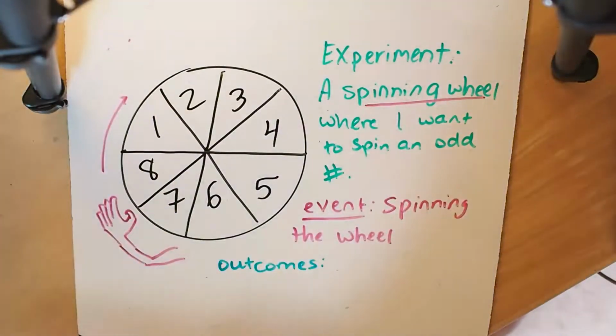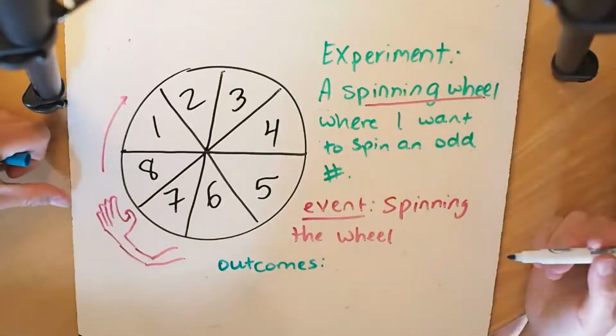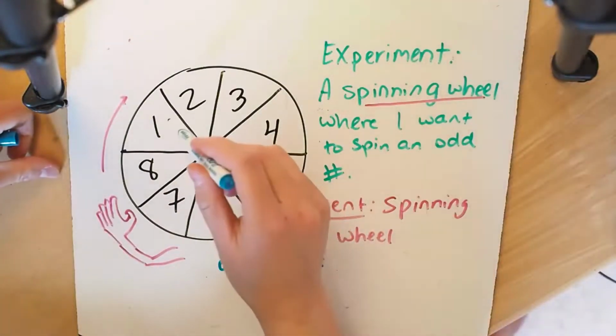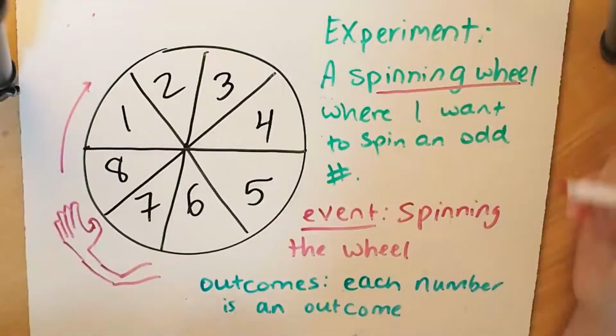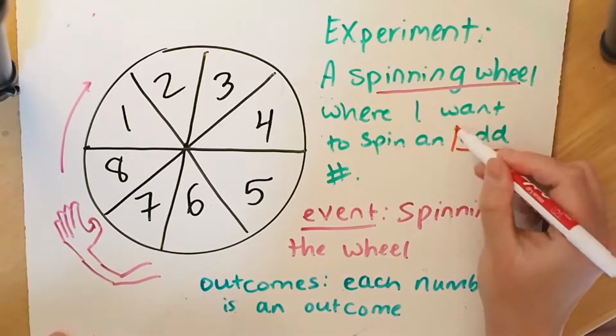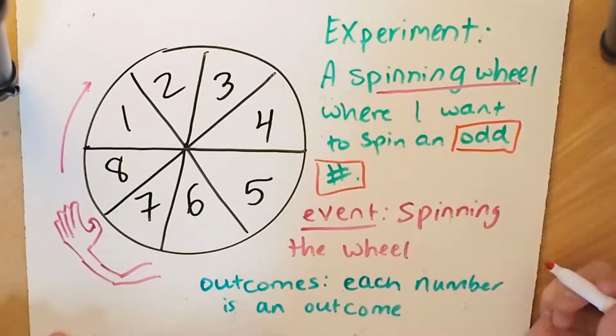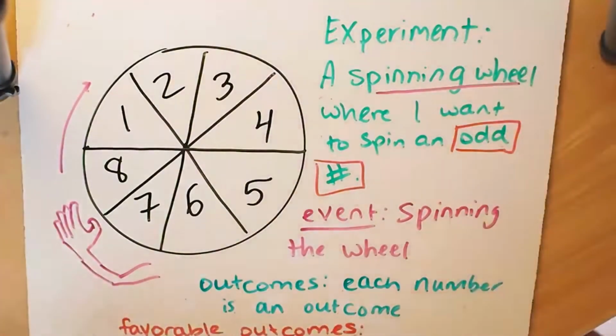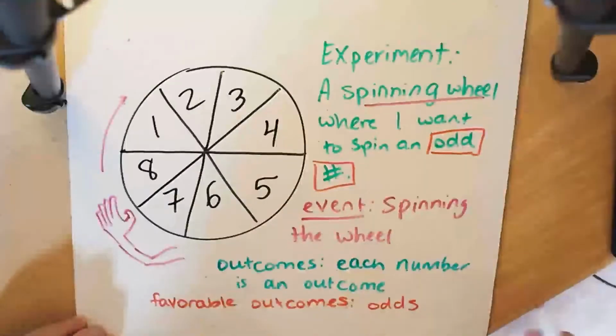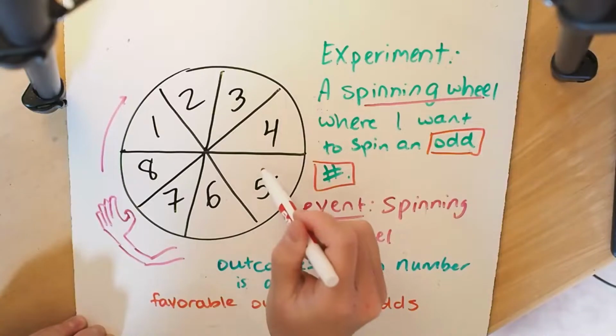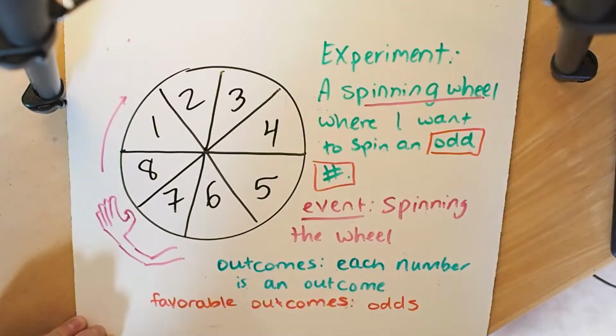Okay, let's talk about outcomes. There are 8 possible outcomes on this wheel, and they're all numbered for us nicely. But in terms of the problem, where it tells us that we want to spin an odd number, then our list of favorable outcomes is slightly different. Our favorable outcomes are all the numbers that are odd. So in this case, we say 1, 2, 3, 4 favorable outcomes.